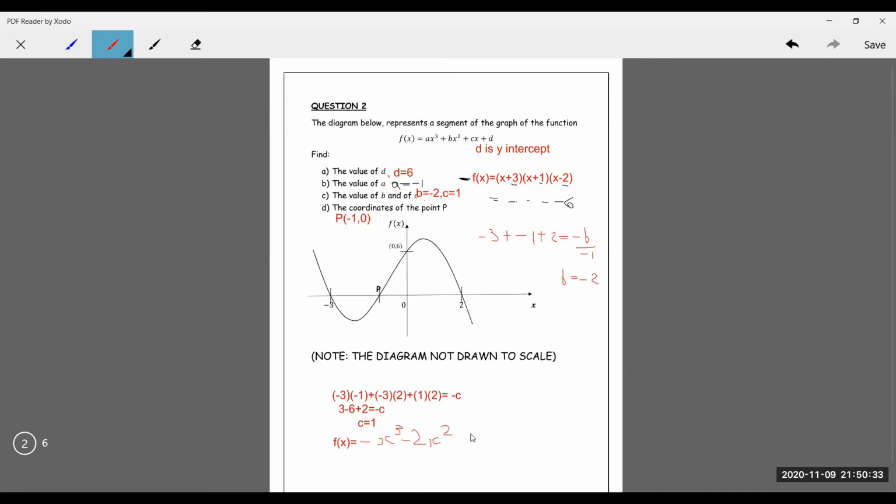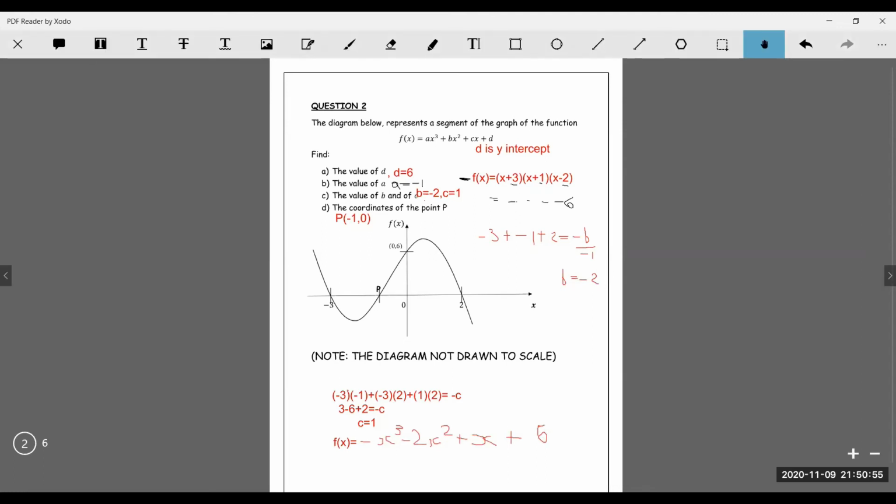C is 1, so it's plus x, plus b, and d is 6. And that's my function. My function is minus x cubed minus 2x squared plus x plus 6. So what I'm going to do is check if this function is actually correct. I'm going to go to graphs and see if I'm going to get the same exact solution.